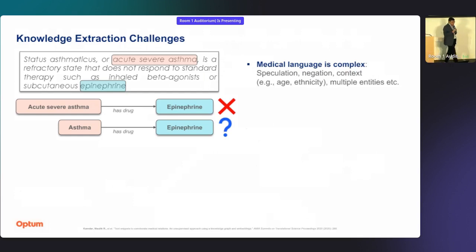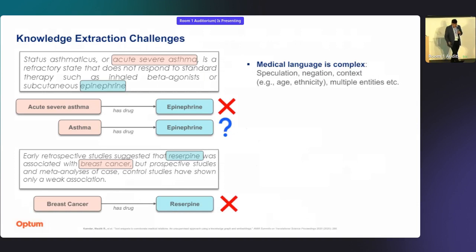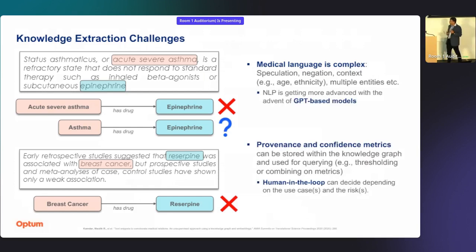So bear that in mind, but some of these challenges are still evident, because as you can see here, the snippet on status asthmaticus, or acute severe asthma, does not respond to standard therapy such as epinephrine. So can you infer acute severe asthma has drug epinephrine? Definitely not. But can you infer asthma has drug epinephrine? Maybe. Similarly, another example is: early retrospective studies suggested that reserpine is associated with breast cancer, but prospective studies show a weak association. So definitely not, but your model may lead to such inferences.